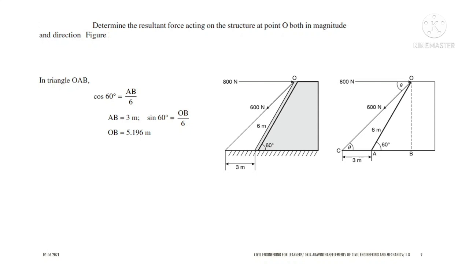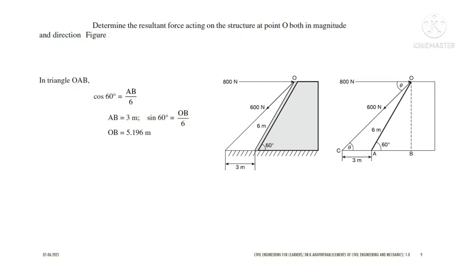Now we can see the next example. You can imagine this as a dam, with 600 Newton in this direction. You can find the resultant force for a dam. The dam has a self weight and there might be a wind force, so there are two forces acting at the point O. Now you have to determine the resultant force acting on the structure at point O, both magnitude and direction.